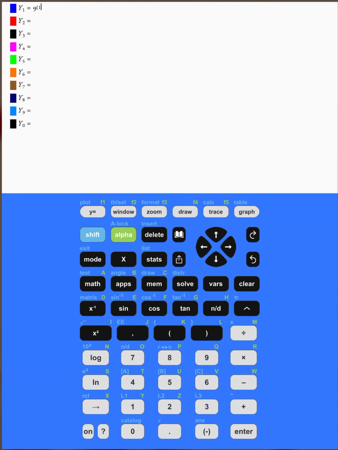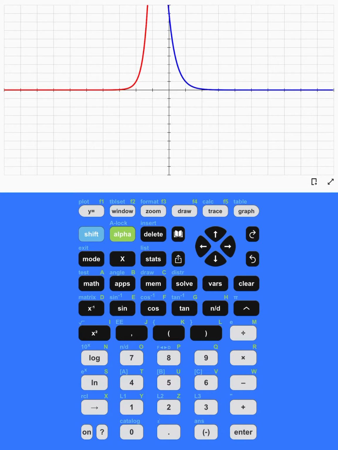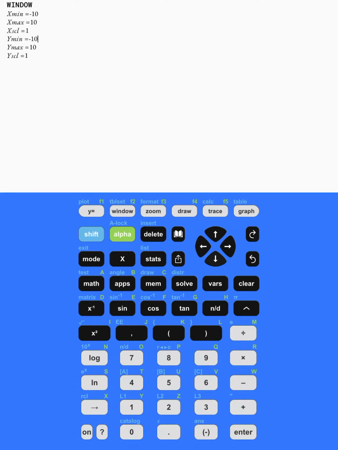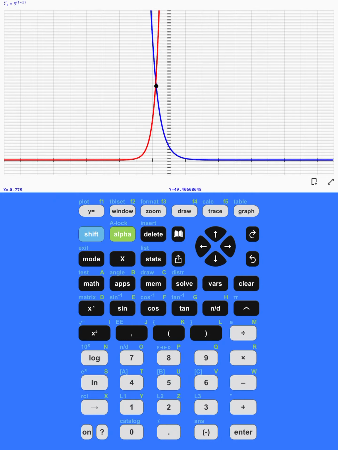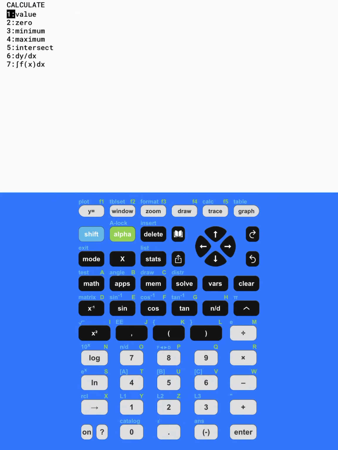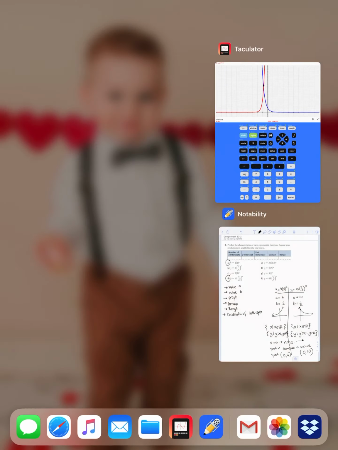So it should be 1 minus x. And when I use the standard window, I don't see the intersection because I have to go higher. So I'm going to have to change my max. Instead of going up to 10, let's go up to 100, because then I can see that the intersection is around there. So then I press second trace number 5. And then you're going to go as close to the intersection as possible and press enter 3 times. So you should get that these are the coordinates.